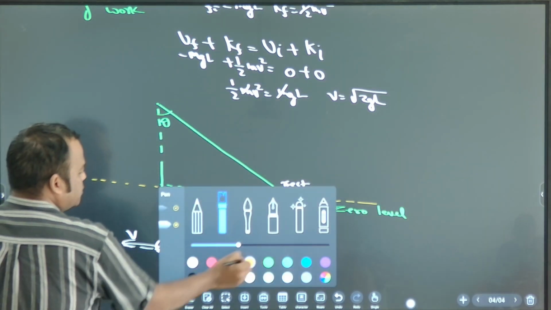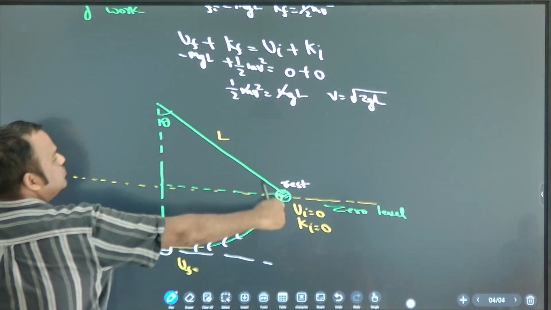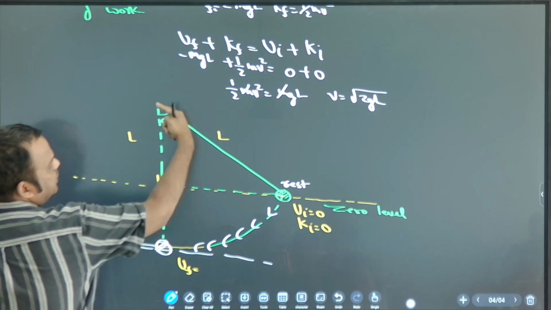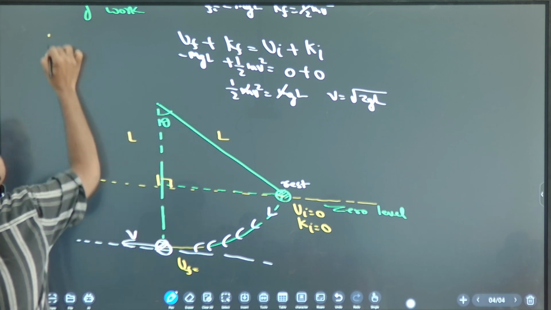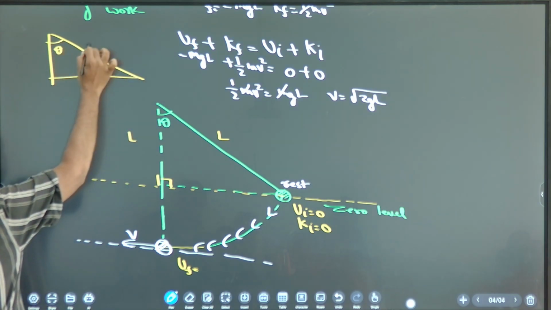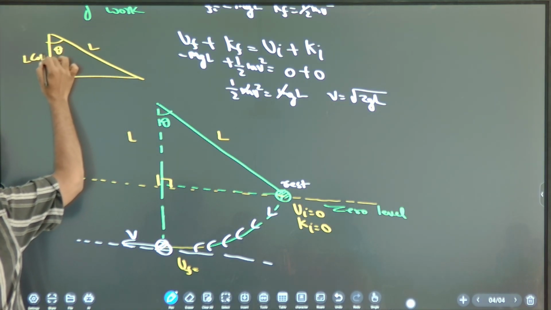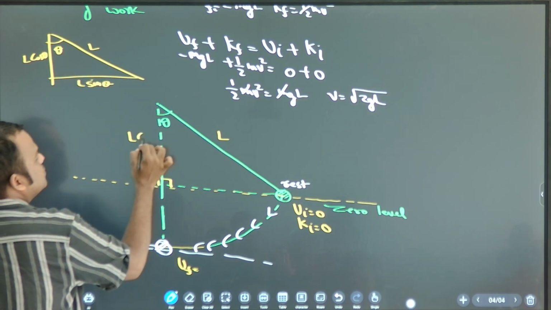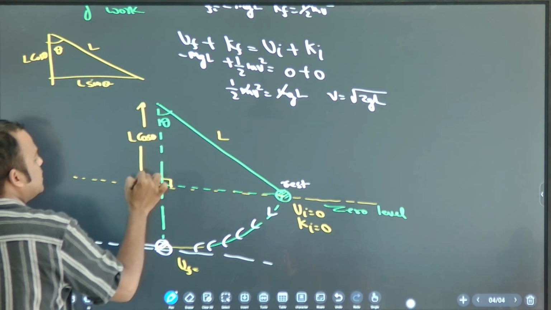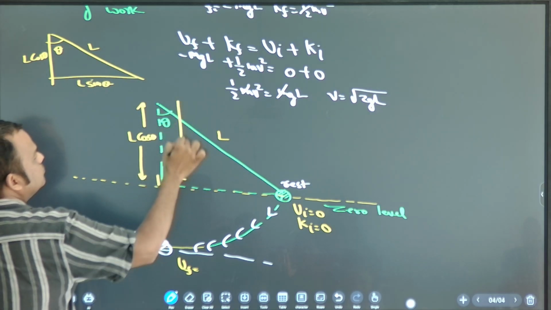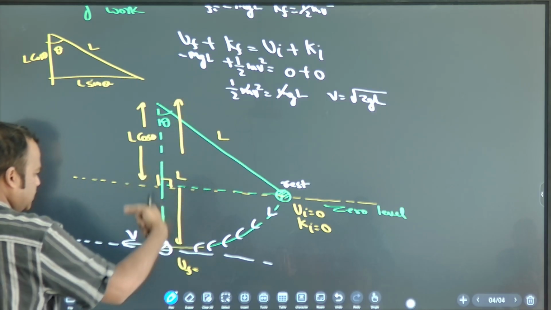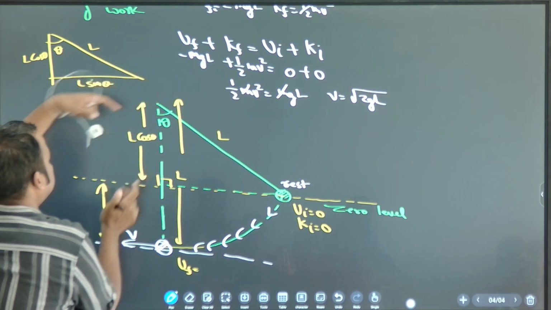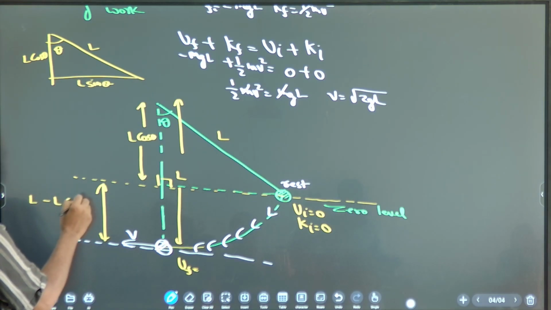Okay. Now what is the final potential energy? Now you have to do some geometry. What is the length of the string? L. So how much is this length? Cos theta or sin theta? Cos theta. Suppose this is L, this is theta, this will be L cos theta. This is L sin theta, and this is total L. So how much is this? L minus L cos theta.